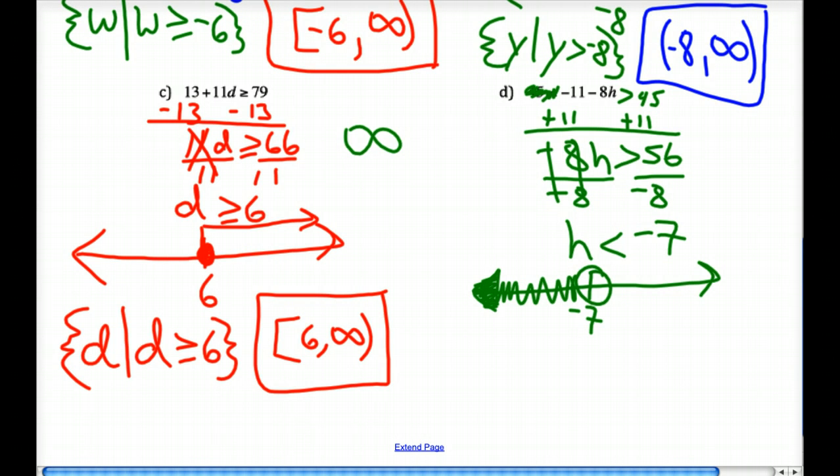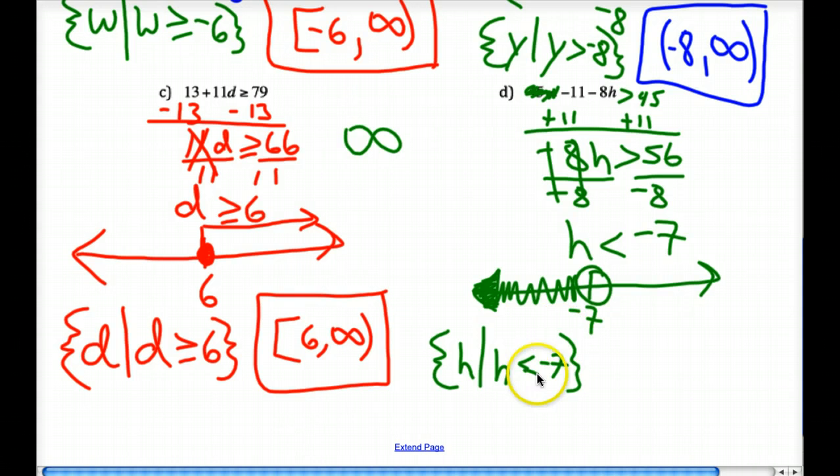Does everybody agree this one goes to negative infinity? It's all h that are less than negative 7. Let's write the set notation: all h such that h is less than negative 7.